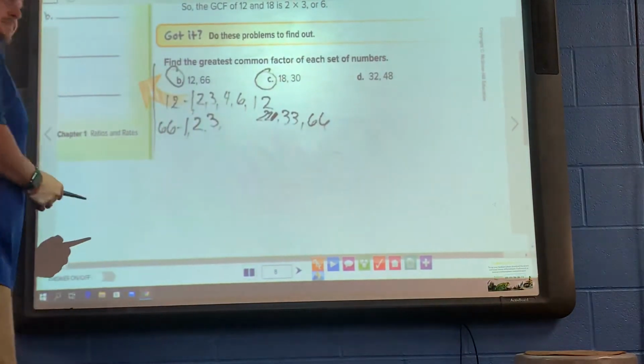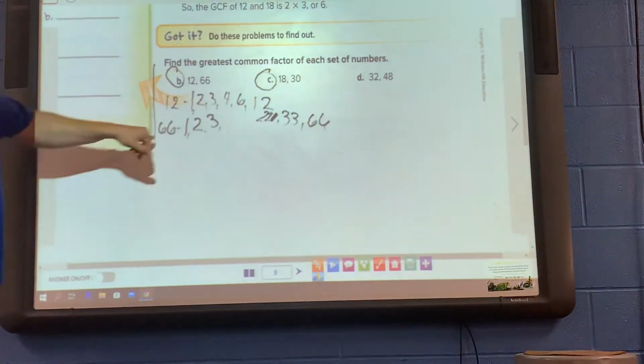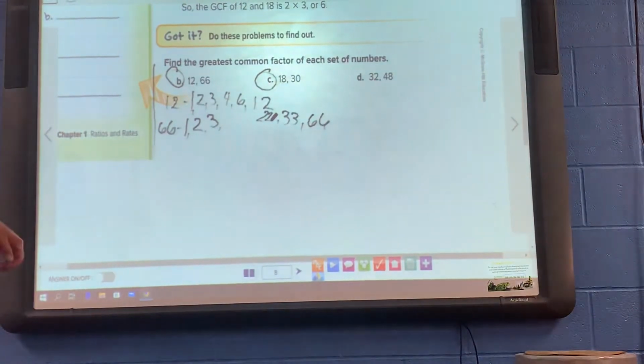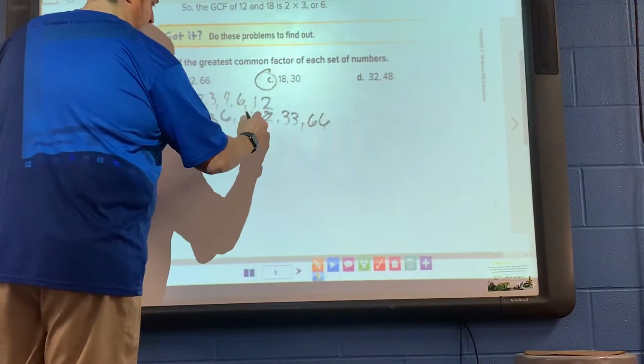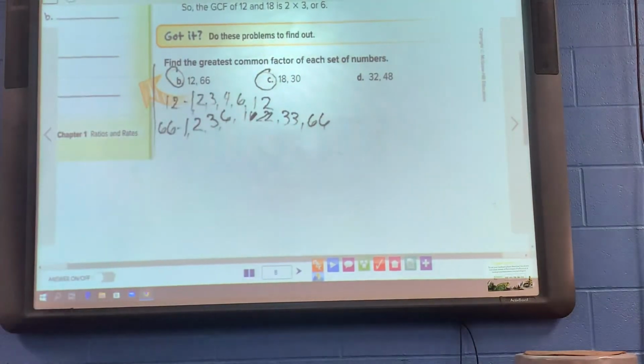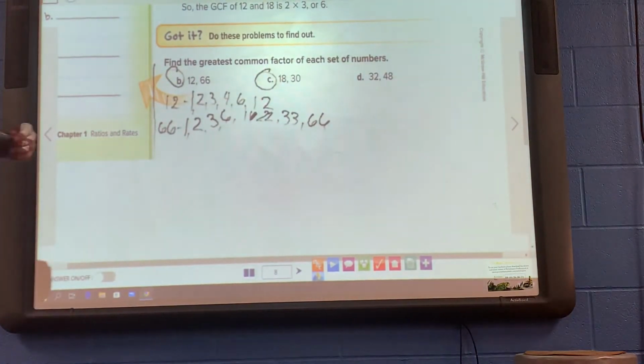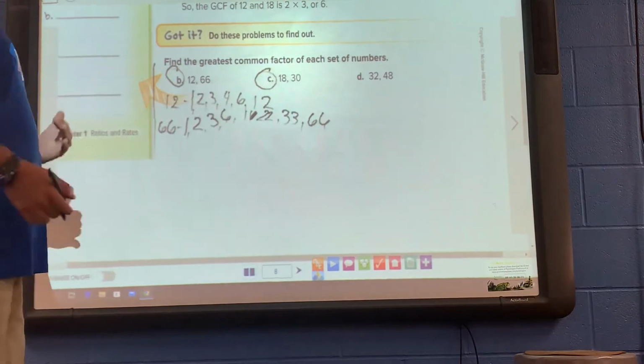Does 4 go into it? No, it does not. 5, no, because it doesn't have a 5 or a 0 at the end. 6 goes into it, times 11. 7, no. 8, no. 9, no. 10, no. Back at 11. We have found all our factors.